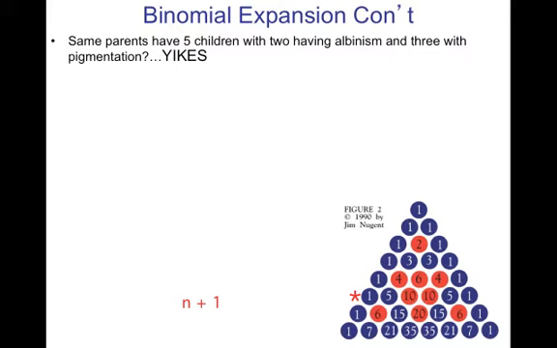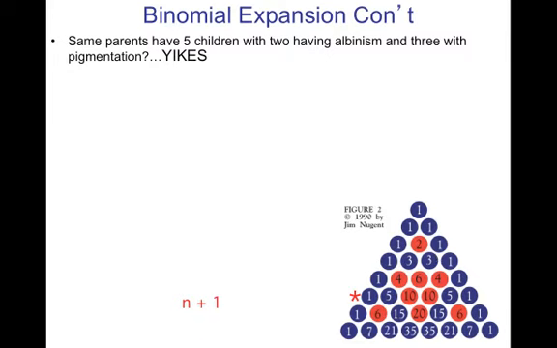All right, now let's take an even more complicated problem. Same parents, heterozygotes, big A, little a, they have 5 children. And these 5 children, two have albinism and 3 have pigmentation. What is the probability that they would have these children? That is, what is the probability of having 2 children with albinism and 3 with pigmentation?